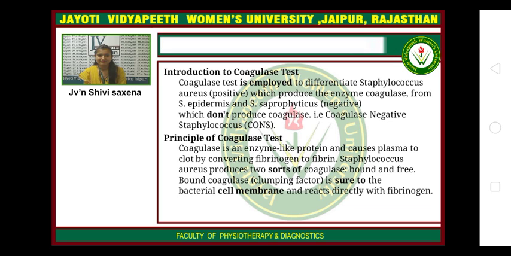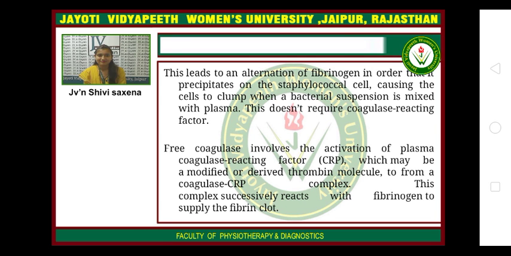Principle of the coagulase test. Coagulase is an enzyme-like protein and causes plasma to clot by converting fibrinogen to fibrin. Staphylococcus aureus produces two sorts of coagulase, bound and free. Bound coagulase, the clumping factor, is attached to the bacterial cell membrane and reacts directly with fibrinogen. This leads to an alteration of fibrinogen so that it precipitates on the staphylococcal cell, causing the cell to clump when a bacterial suspension is mixed with plasma. This does not require the coagulase reacting factor.